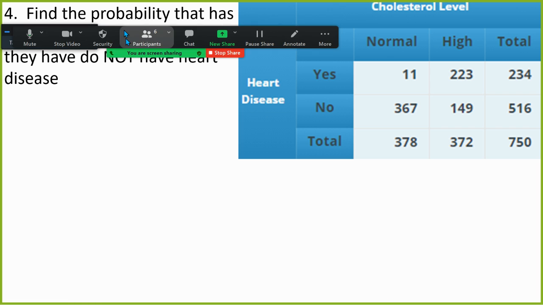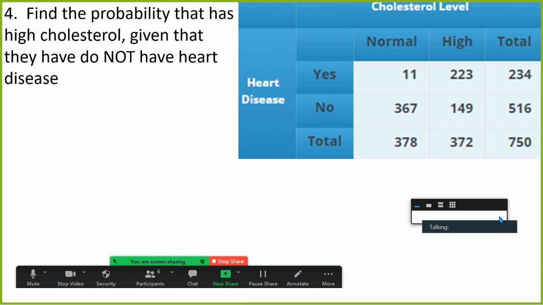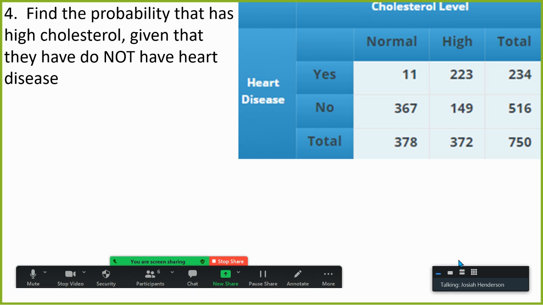Let's try another example. Same information. Find the probability that a person has high cholesterol given that they do not have heart disease. Try this one on your own and type your answer in the chat. Fraction or decimal is fine for your answer. Tell me what you can find for this.